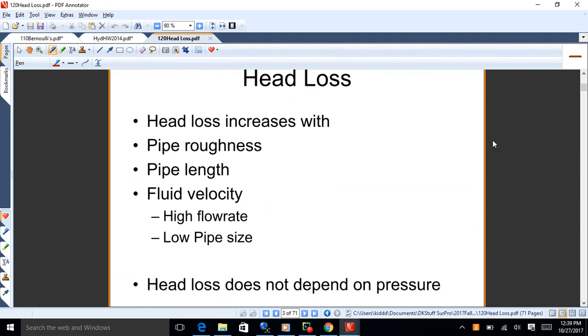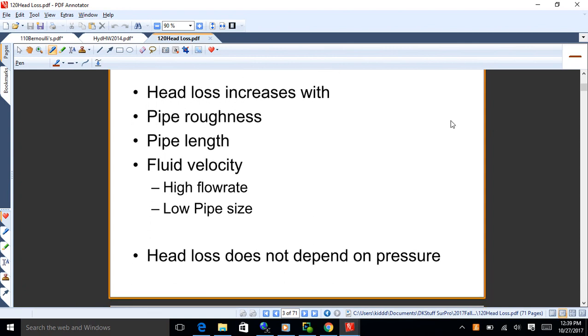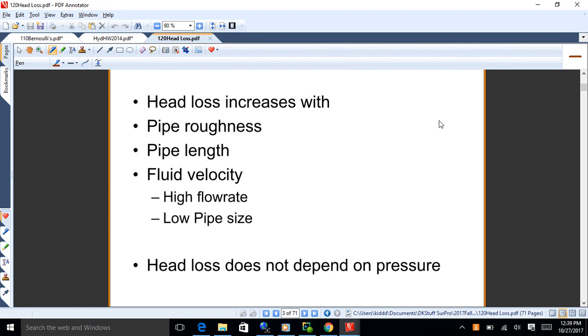Now, head loss, there's a few things to know about it. If your pipe gets rougher, or if your pipe gets longer, or when your velocity of flow goes up, you get more head loss. So a rough pipe, a long pipe, a high flow rate, and a low pipe size will get you more head loss. Head loss seems to be independent of pressure. It doesn't really depend on that at all. It's just basically velocity and the speed of the water moving through the pipe. Those things are pretty intuitive, I think.